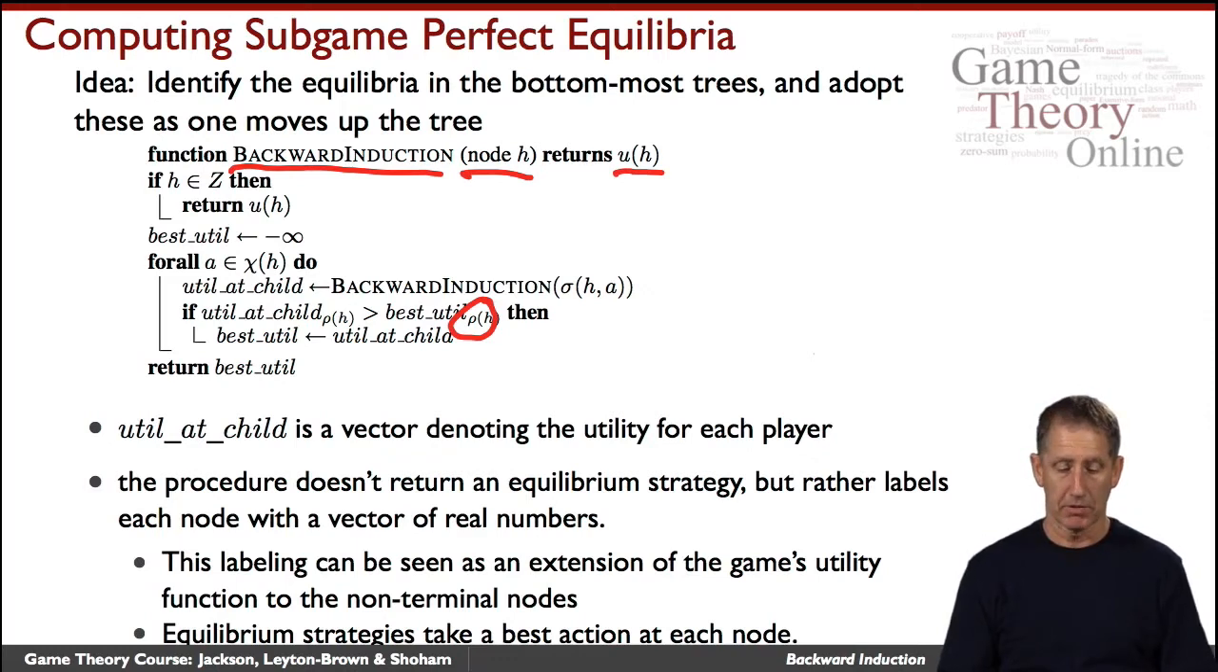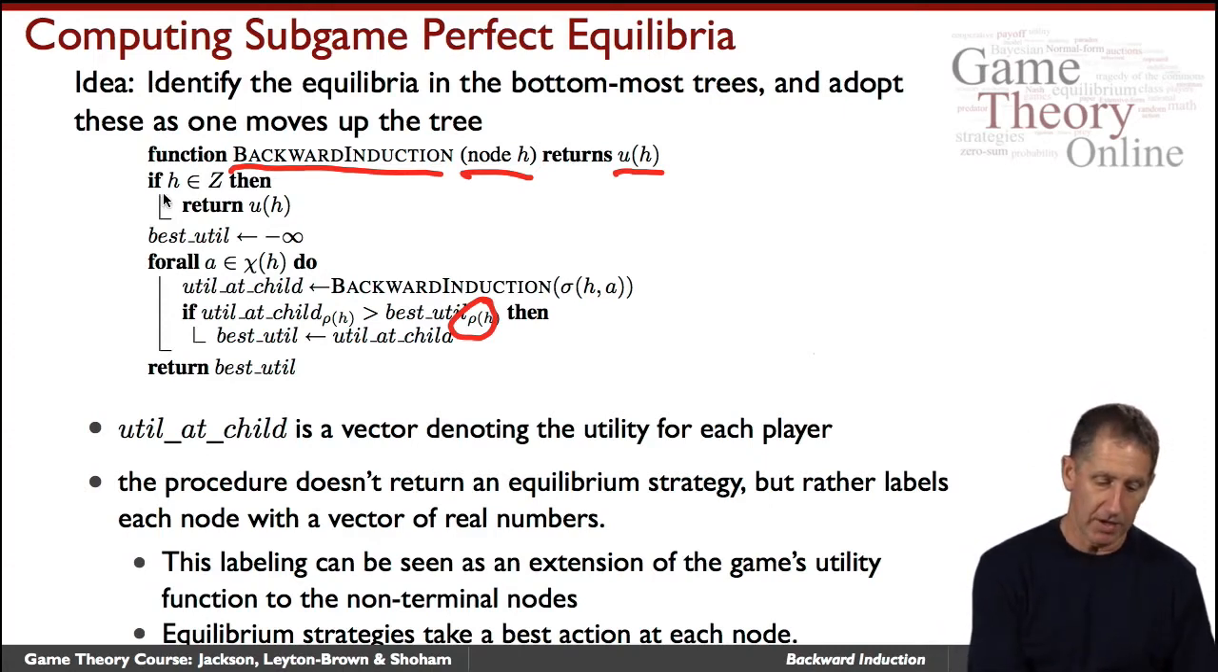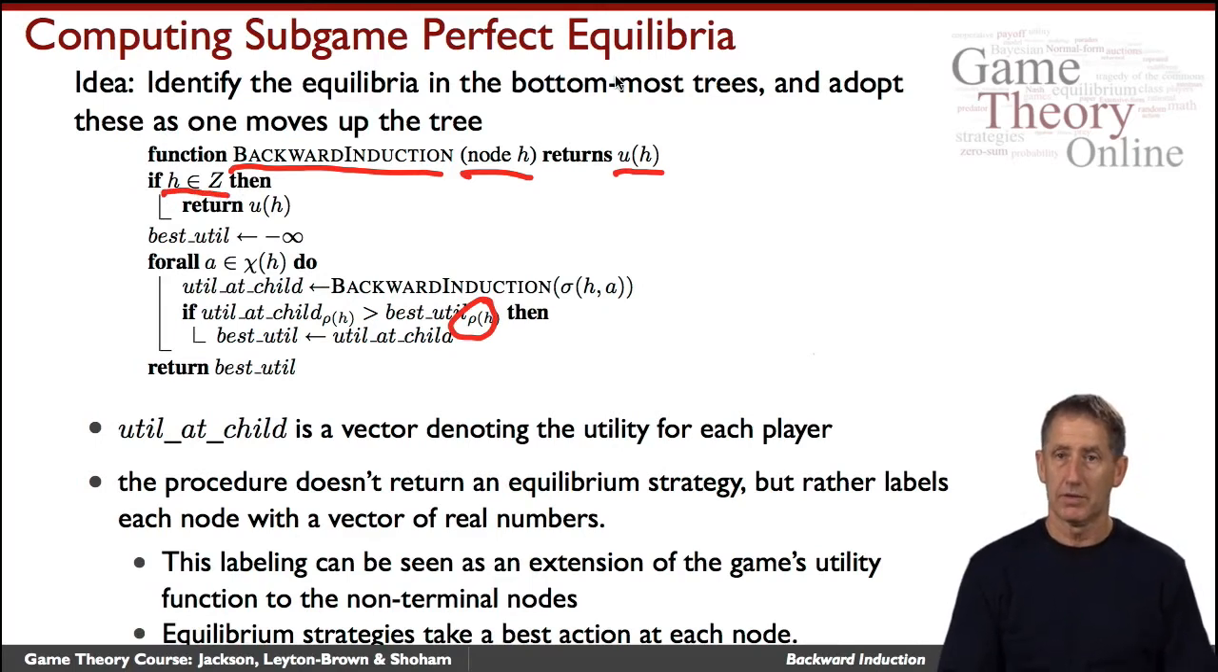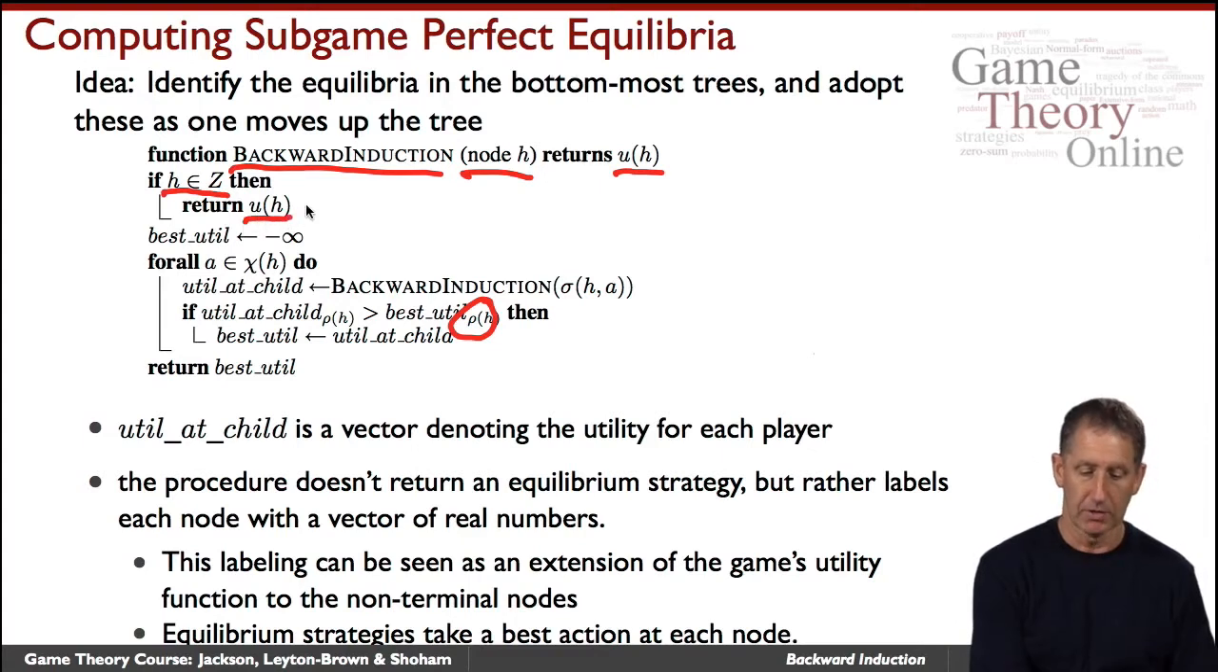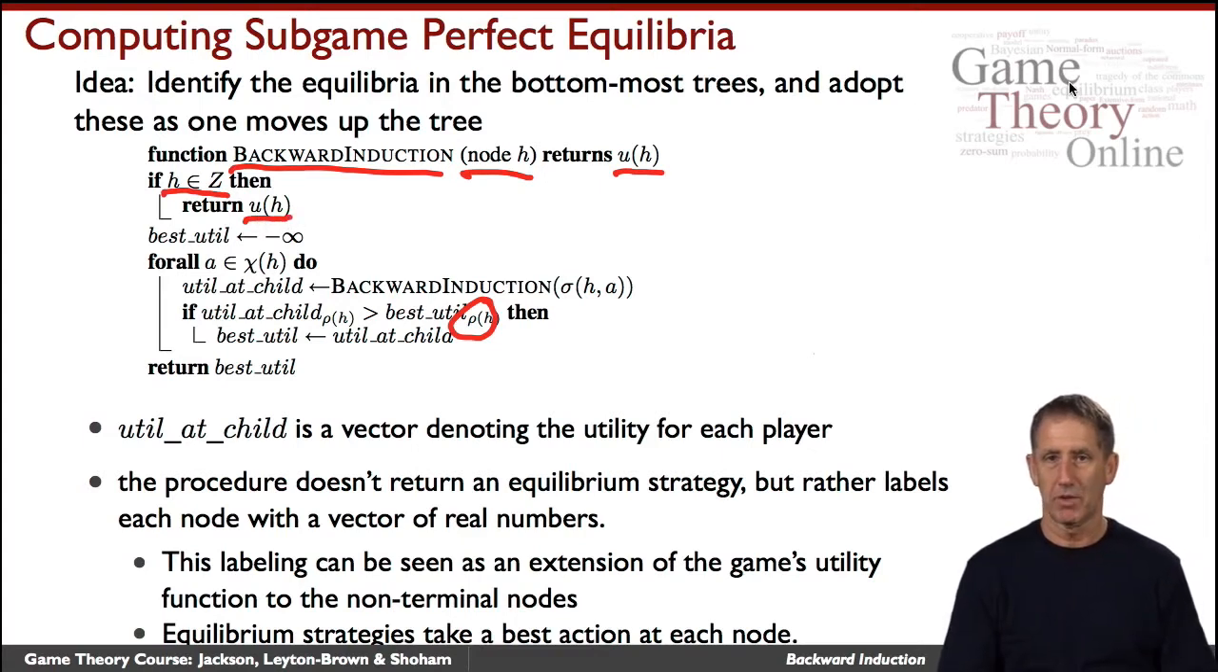Again, remembering our intuition, we say the following. If h is a leaf node, Z being the set of leaf nodes, then we simply return the payoff vector as defined by the game. That's where the recursion bottoms out.